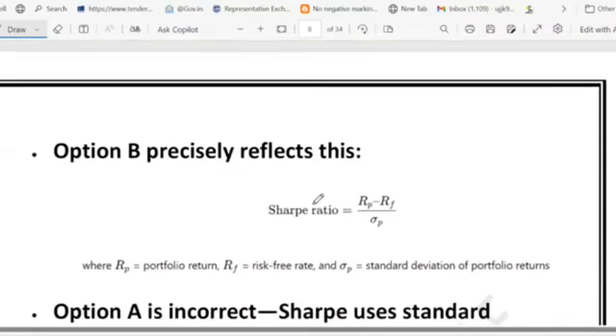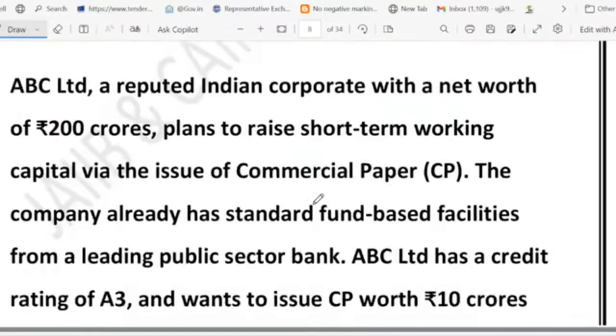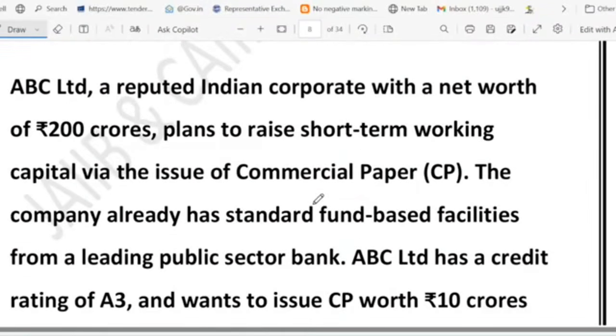Now friends, have a look at the next question. The next question is based on commercial paper, CP. So the question is: ABC Limited, a reputed Indian corporate with a net worth of 200 crore, plans to raise short-term working capital via the issue of commercial paper.